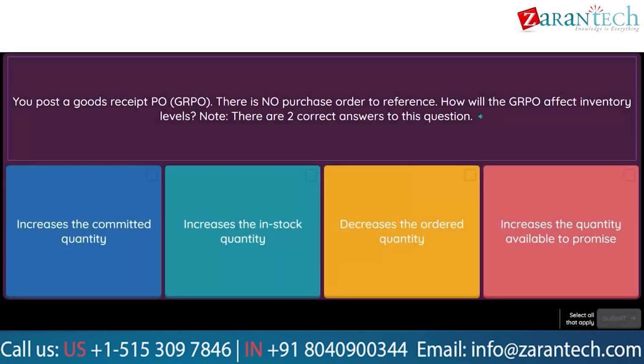Question: You post a goods receipt PO, GRPO. There is no purchase order to reference. How will the GRPO affect inventory levels? Note: There are two correct answers to this question. Option 1: Increases the committed quantity. Option 2: Increases the in-stock quantity. Option 3: Decreases the ordered quantity. Option 4: Increases the quantity available to promise.